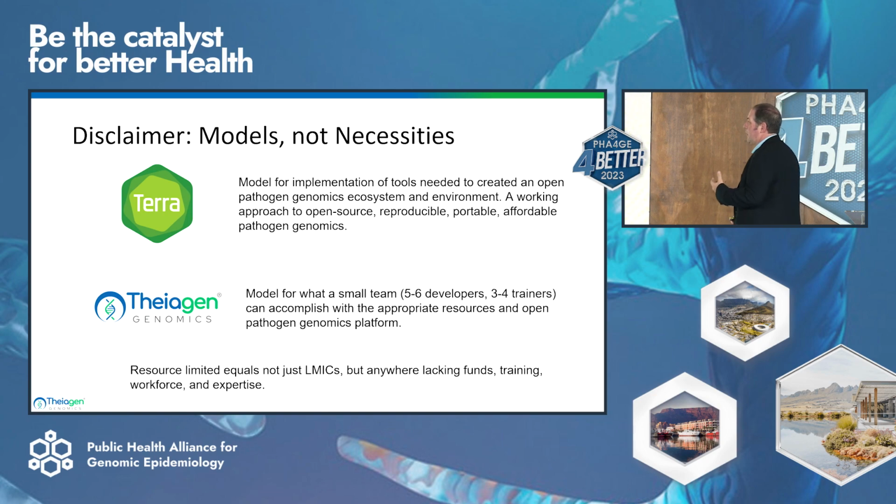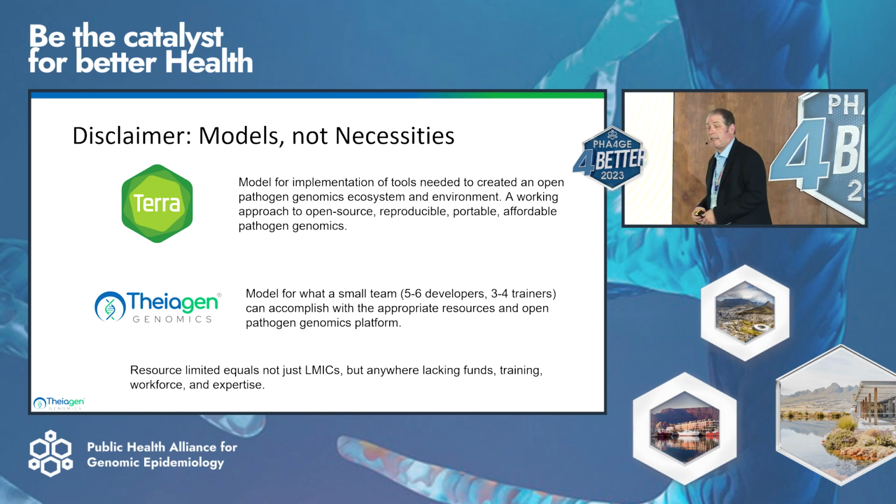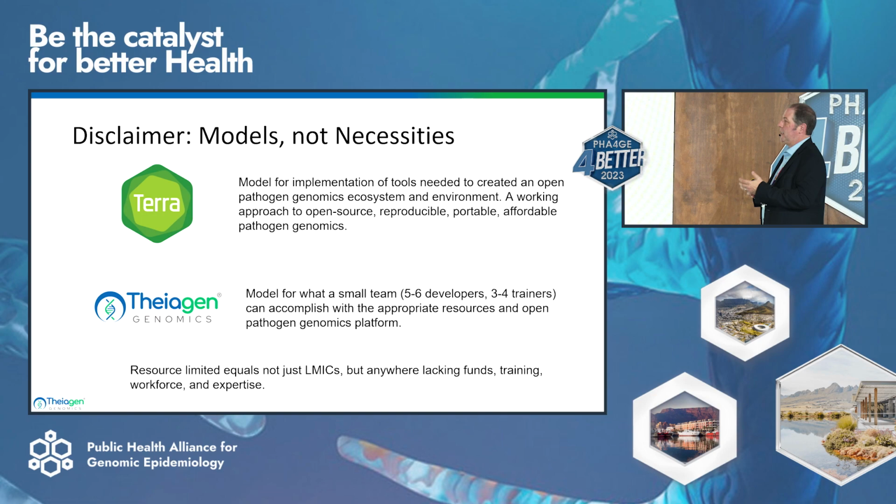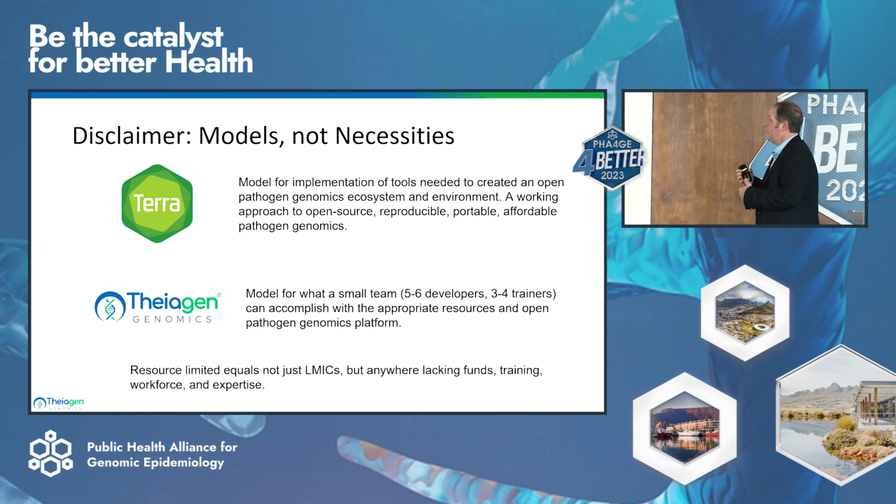So I'm going to talk quite a bit this presentation about Terra. I'm not going to talk that much about Theiagen genomics, but what I want you to think about when I talk about Terra or I talk about Theiagen is these are models, not necessities, okay? So you don't have to go out and use Terra, you don't have to use Theiagen genomics, but they represent how if you take these principles from that Nature paper, what can be achieved doing that. And then with Theiagen, we're a team, we have 5 or 6 developers, 3 or 4 trainers working on this Terra project. You can see the impact of what a small team can accomplish with the right resources.